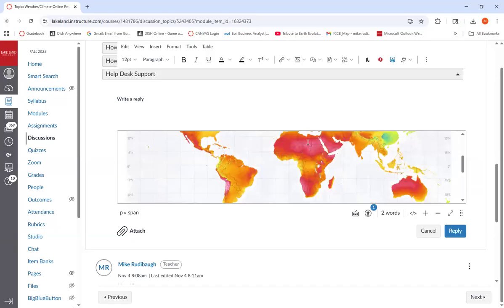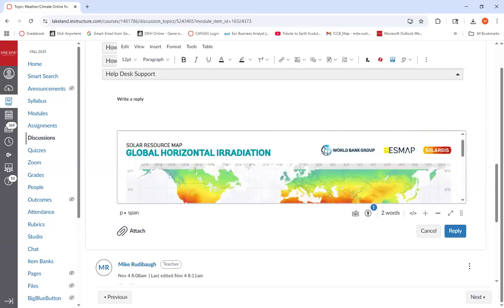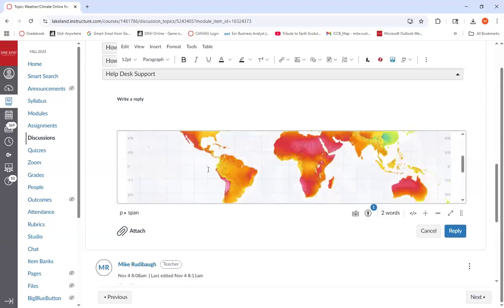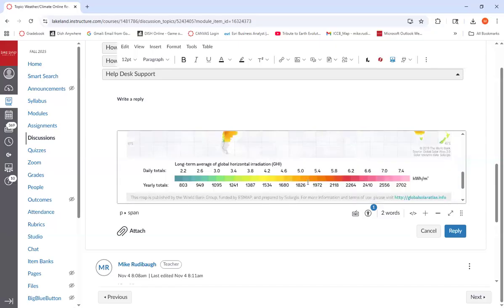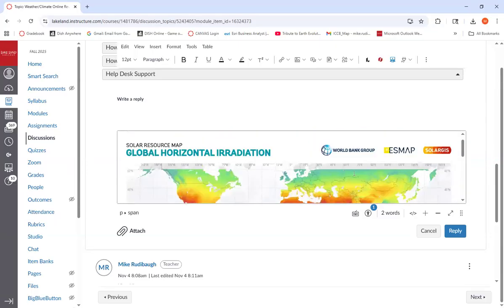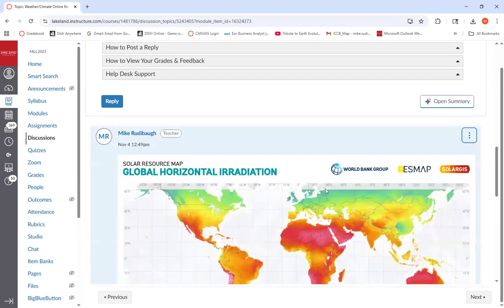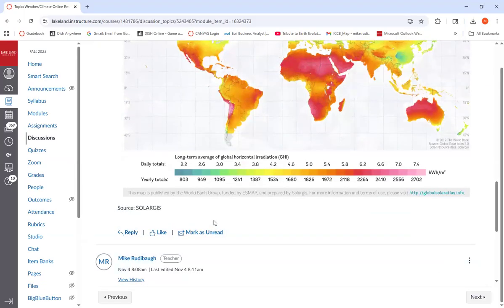So in this example, I'll be summarizing areas in North Africa and Australia, in Saudi Arabia and Mexico and the Southwest United States, which have some of the highest solar radiation levels in kilowatts per square meter. And this gives us an idea of the geography of the sun's energy, right? I'm going to click reply on there, even though I haven't finished putting my text in. I'm going to type it in when I'm done. So there's my map, and I'll finish putting the text in there.